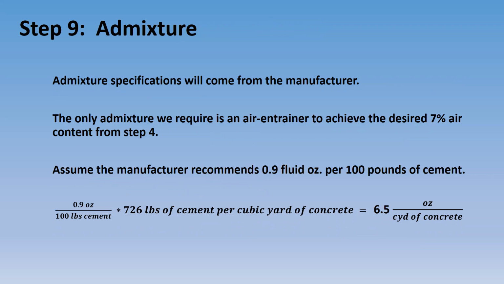We're just going to have to make an assumption right now and assume that the manufacturer recommends 0.9 fluid ounces per 100 pounds of cement. So we set up a simple calculation, 0.9 fluid ounces per 100 pounds of cement. We multiply that by the number of pounds of cement per cubic yard of concrete that we determined from an earlier step, and we would need 6.5 fluid ounces for every cubic yard of concrete being produced.